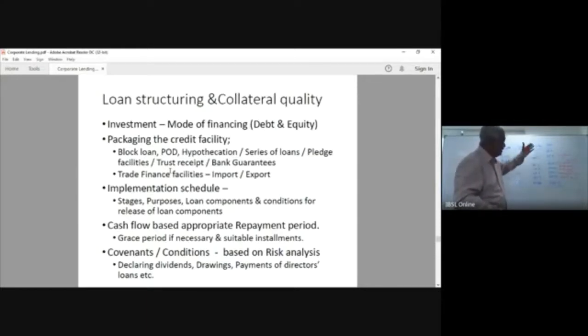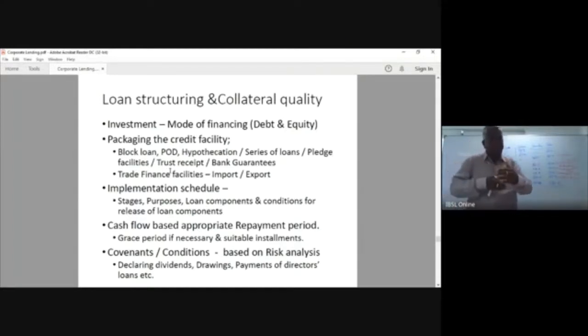45 million long-term loan, LC for 20 million, medium-term loan 20 million to retire the LC, another medium-term loan of 10 million to purchase the local vehicle, local machinery, 10 million lease facility, then 20 million POD facility, right? And the conditions for release of loan funds. What are the conditions for the release of loan components?